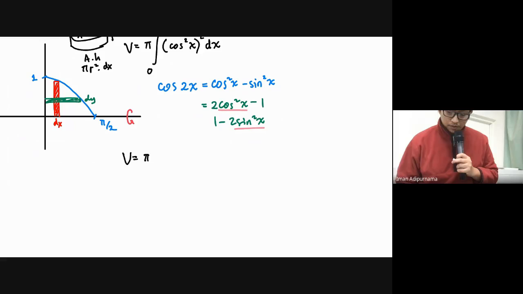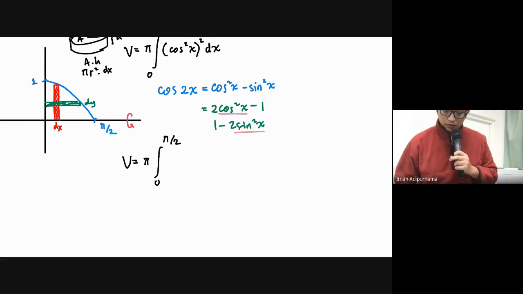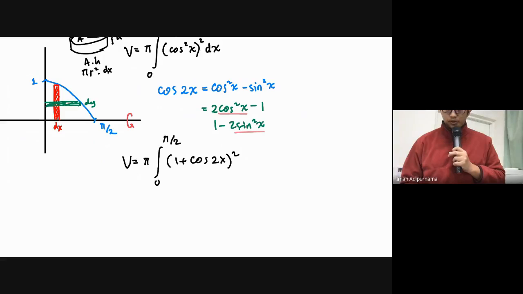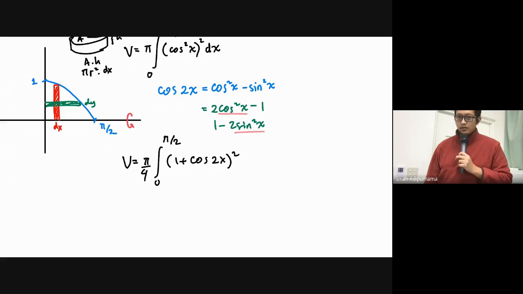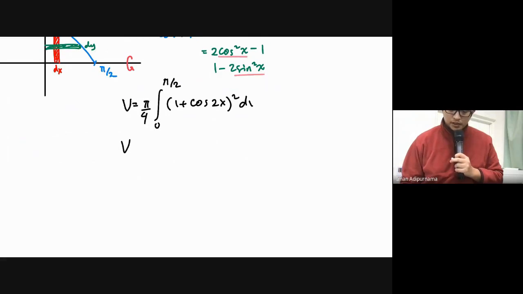So I will change the cos squared x with 1 plus cos 2x, and then it's squared. It should be half, but I will put the half outside and then squared, and it becomes over 4. Okay, like that. Now we need to solve this first and try to see the expansion, what the equation looks like.